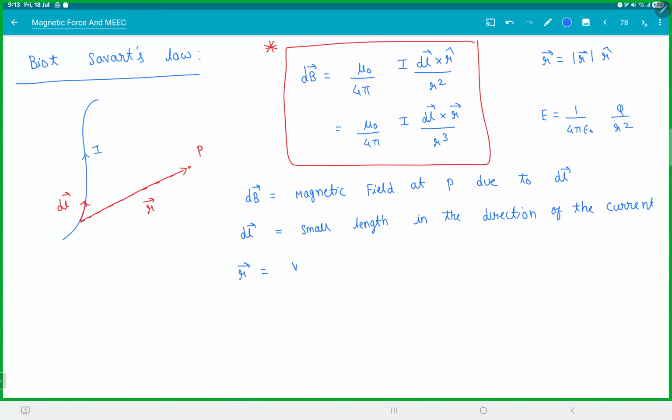R bar is a vector. This is important. R bar is not position vector. R bar is vector from dl bar to the point where magnetic field is calculated, to point P. This is something similar to the torque thing. Remember, torque is equal to R cross F. What is R? Anyone remembers what is that?